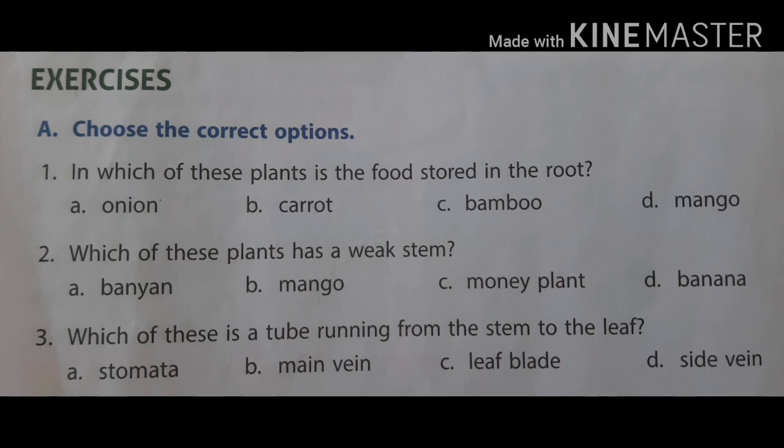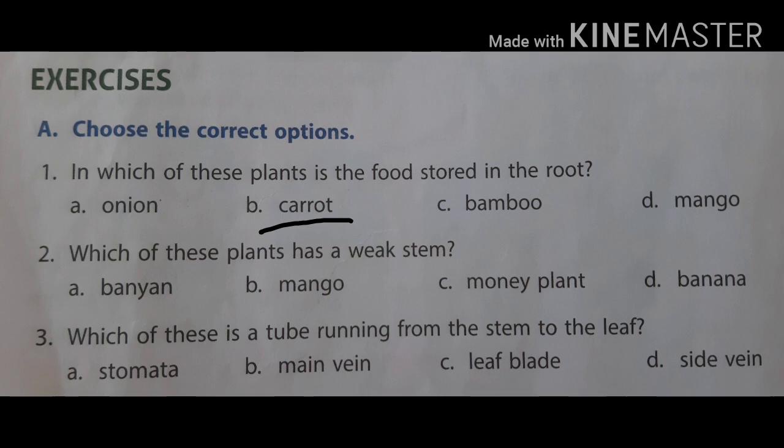Choose the correct options. Listen carefully. I will read the question. You have to choose the correct word from the given options. First question. In which of these plants is the food stored in the root? What is the correct answer? Yes, carrot. So underline carrot.